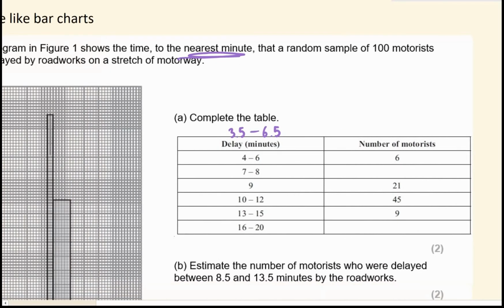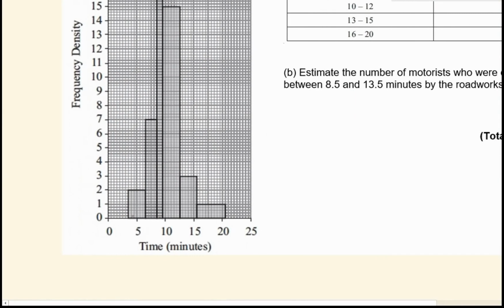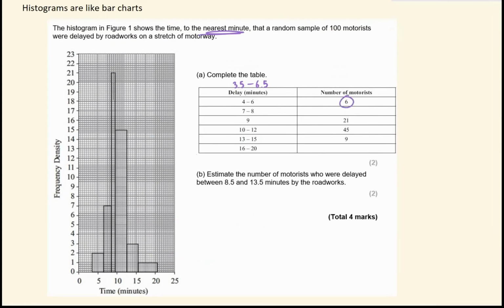That means this has a width of 3, and if we look here, we then do this width of 3 times 2 to give us a total number of 6. So remember, your number of motorists, or this frequency, whatever it's going to be, corresponds to the area of each little bar. So to work out 7 to 8, we're going to work out the area of this thing. So this has a width of 2.